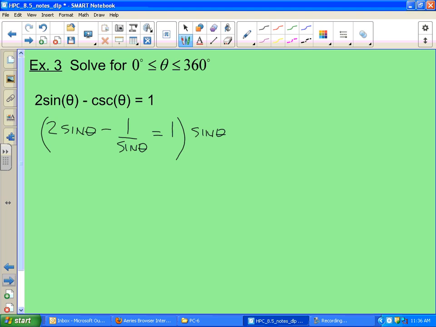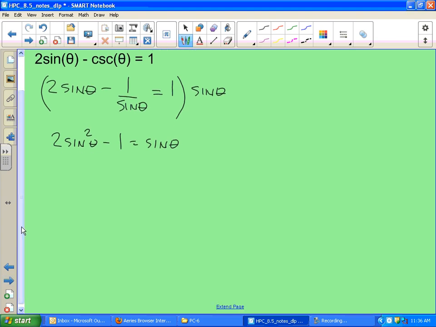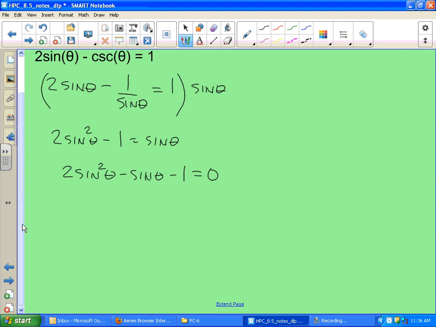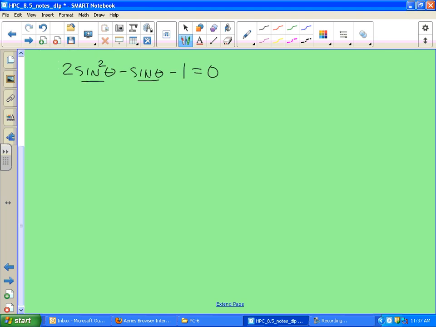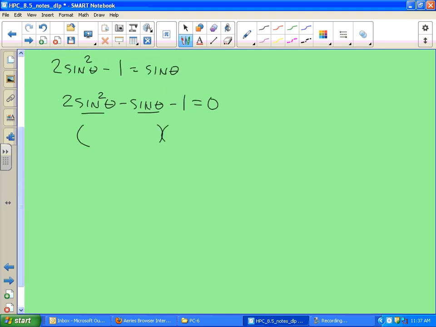And now that sine value is distributing in. And we get 2 sine squared theta minus 1 equals sine theta. Now we have the standard form of a quadratic where we want to keep the squared term positive, move everything to the left, and end up with a 0, so that we can factor it, or if it doesn't factor, we can use the quadratic formula. All right, I'm going to do this one without doing the substitute value. I have the same trig function, so I know I can break it down into sine stuff. And we know it's going to factor.